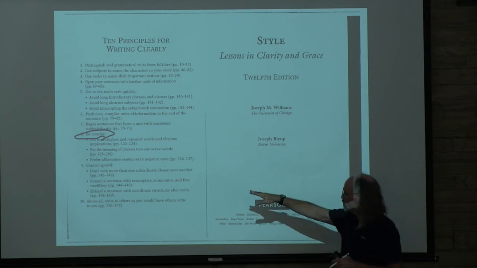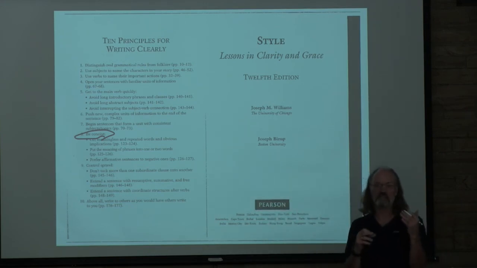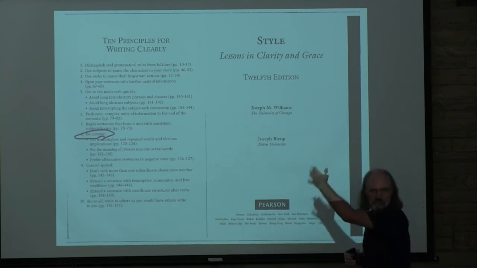Prefer affirmative sentences to negative ones. So those are ways to be more concise. So you can do a pass through your writing, looking for each one of these 10 elements.